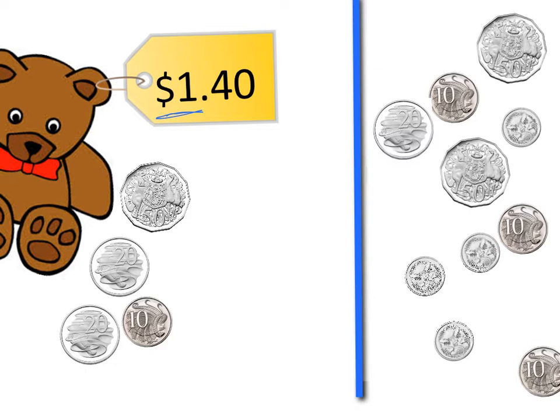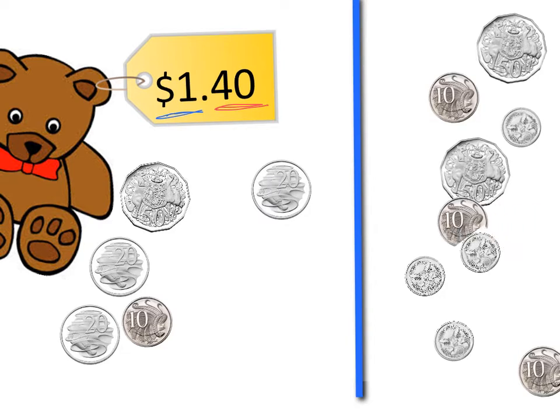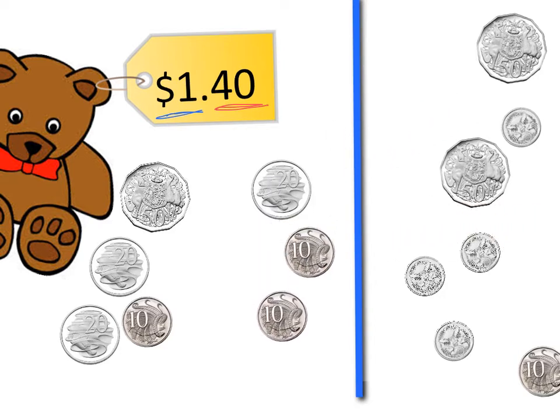And now I need to make the cents amount. So I could use this 20 cents, 10 more to make 30 cents, and another 10 more to make 40 cents. So now I have made $1.40 again, but I've used different coins this time.